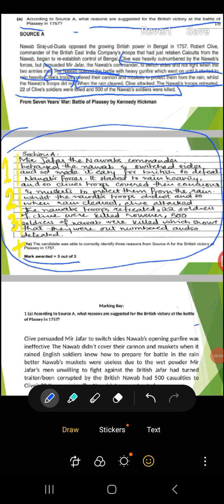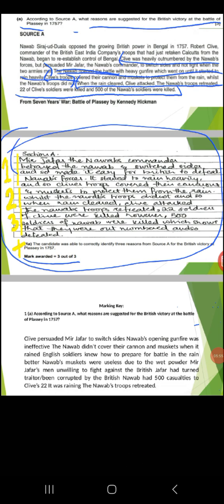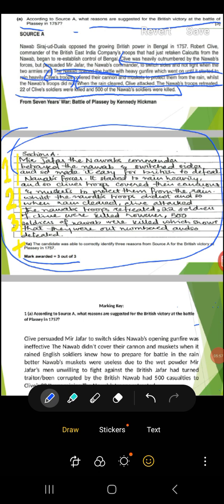Mir Jafar, the Nawab's commander, betrayed the Nawab. This is the point. Betrayed the Nawab and his side, and so made it easy for the British to defeat the Nawab's forces. It started to rain heavily, and so Clive's troops covered their cannons and muskets to protect them from the rain. But the Nawab's troops did not, and so when the rain cleared, Clive attacked. Fine. Second point.